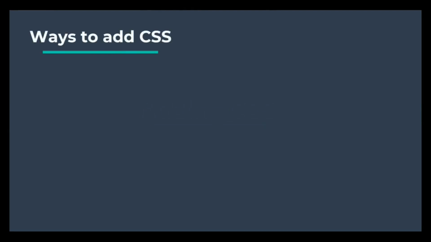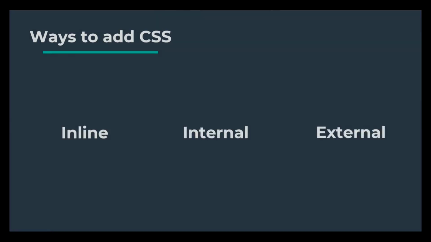There are three ways to add CSS to the HTML. They are inline, internal and external. Let's see each one of them.